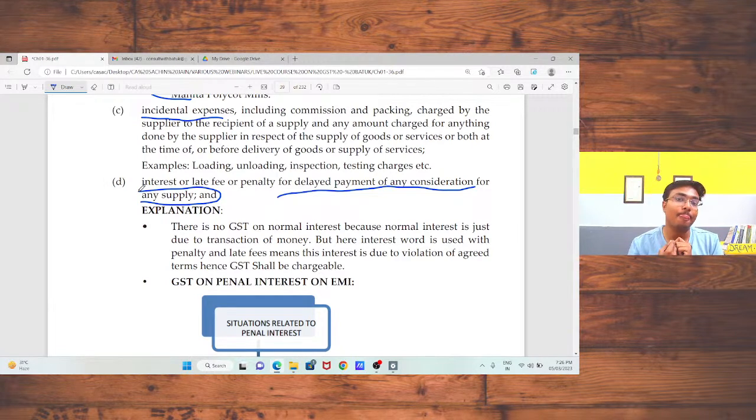In that case, on trade interest I need to pay the tax, because there is a principal component; that trade interest is only due to your supply of goods or services. So if you are going to pay late to your supplier, in that case you need to pay the interest. On that interest, that supplier will charge the GST. So this is the concept of trade interest.